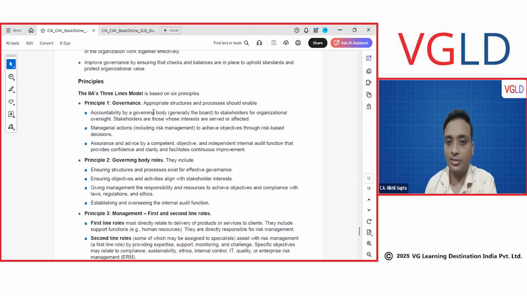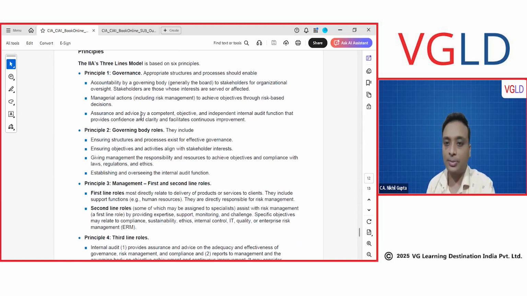Hence, accountability by a governing body, generally the board, to stakeholders for organizational oversight. The board is accountable to whom? Accountable to the members of the company or the stakeholders of the company, be it government, regulatory bodies, vendors, or members. Managerial actions, including risk management, achieve the organization's objectives through risk-based decisions. Now, the assurance and advice by competent, objective, independent internal audit functions provide confidence and clarity and facilitate continuous improvement. This is what the governance principle talks about.